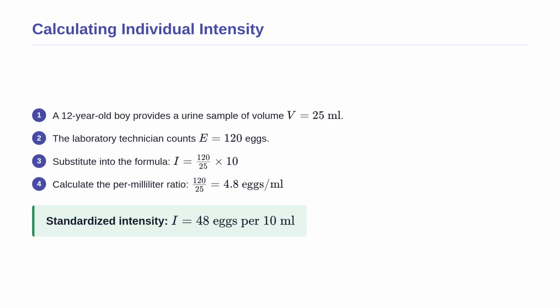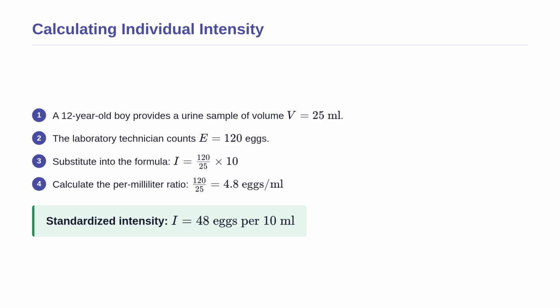Let us see this formula in action with a concrete example. A 12-year-old boy comes to a clinic with visible blood in his urine. The doctor collects a 25 milliliter urine sample, and the lab counts exactly 120 spiky eggs. We need to find his standardized infection intensity.